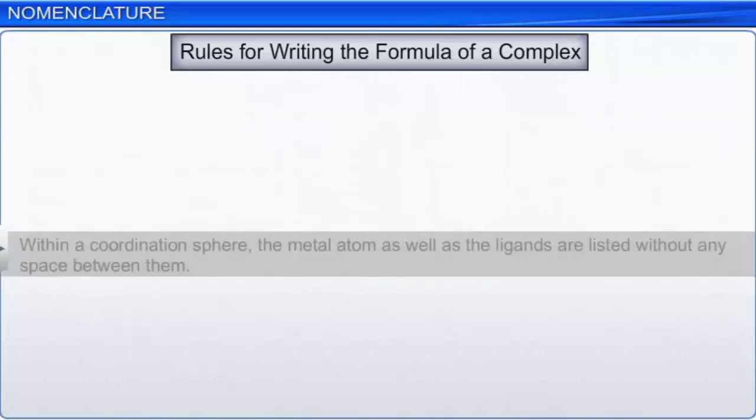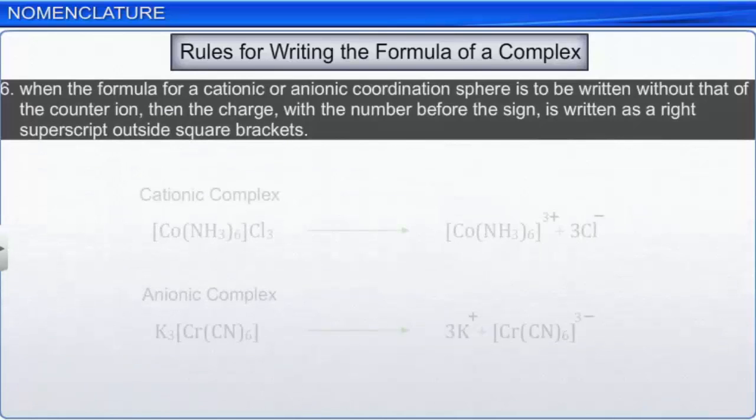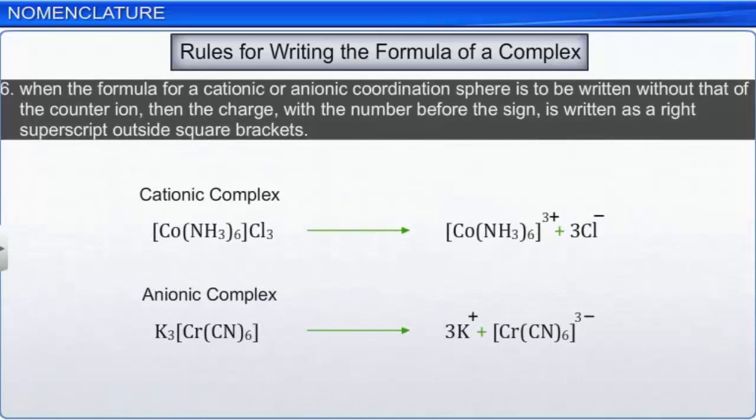Yet another rule is that when the formula for a cationic or anionic coordination sphere is to be written without that of the counter-ion, then the charge with the number before the sign is written as a right superscript outside square brackets. For example, the complex ions of cobalt and chromium with the charge on the respective ions are shown here.